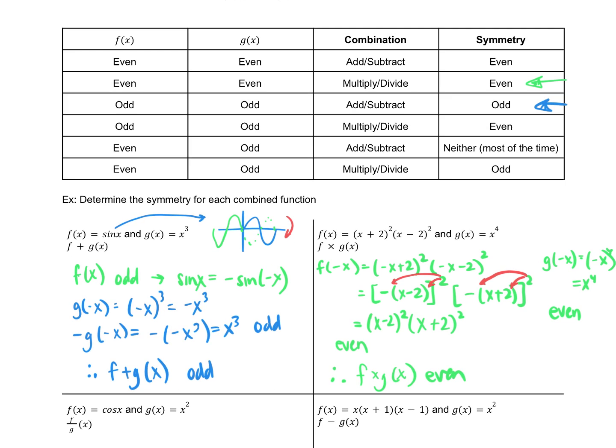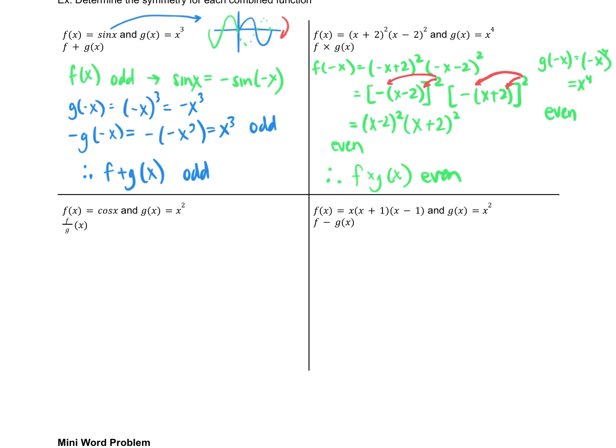All right, let's go to the next one. We have cos x and x squared. Well, for cos x, I'm just going to do a little visual. Here's cos, and when it reflects over the y-axis, it's just a continuation. So this has even symmetry. And g(x) is just a parabola. I'll show it algebraically though. A negative to the power of 2 is positive, so this is even as well. So we have two even functions being divided this time instead of multiplied, but that is still an even function.